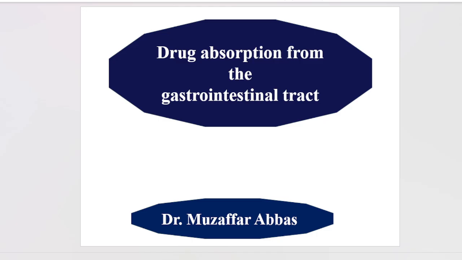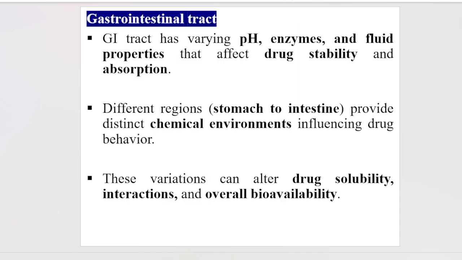So as a typical example, we will discuss drug absorption from the gastrointestinal tract. Let's begin with the first slide, which says that the GIT has different pH in the stomach. The pH varies as compared to the small intestine. So here the important factor that should be considered is the pH.